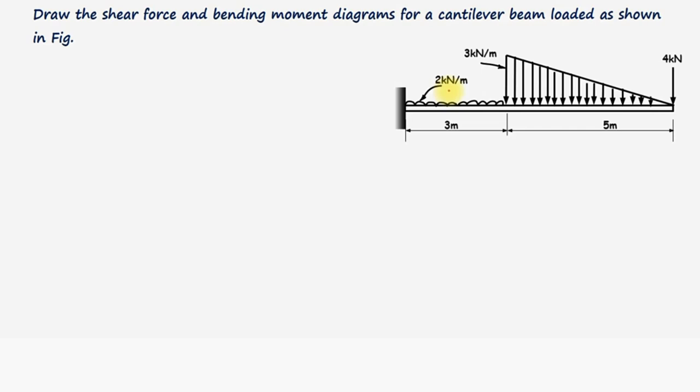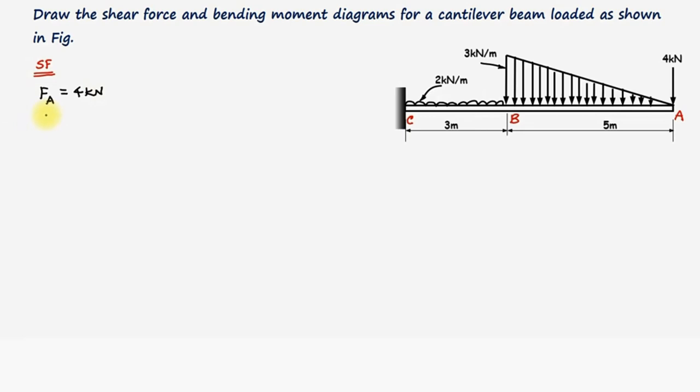First of all, let us label the points. Let this free end be A, this point be B, and this fixed end be C. Let us calculate the shear force at all these points. The shear force at the point A, that is at the free end, will be 4 kilonewtons. FA is equal to 4 kilonewtons.